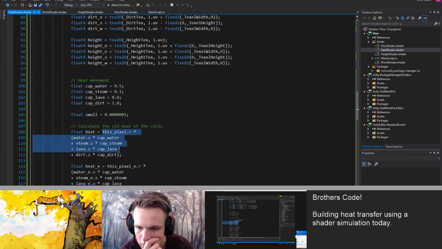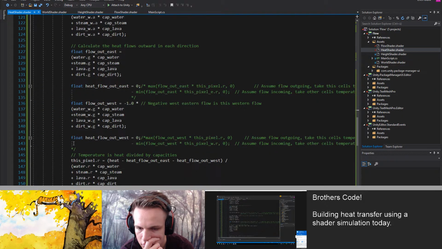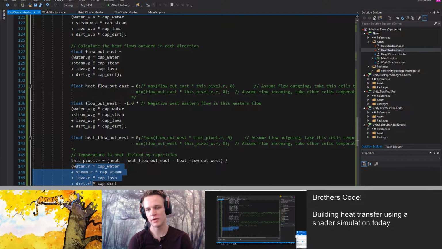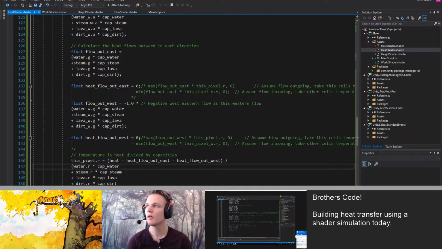Heat is this pixel times some capacity of the old capacity. And then we take that same heat and divide it by the new capacity, which is always less than the current capacity, right? Is it always the case where you have less? No, it could be more. Oh yeah, you're right, it's increasing.